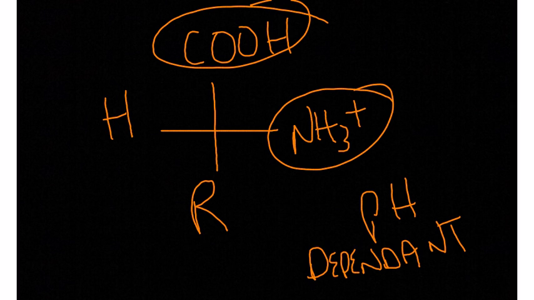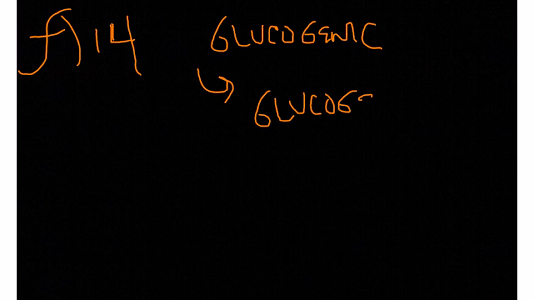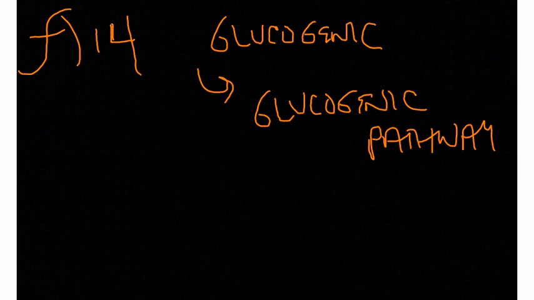Question number 3. The number of purely glucogenic amino acids is, answer is 4, letter F, number 14. There are 14 present. Let me say that again. The number of purely glucogenic amino acids is 14. You need to know that glucogenic means that it is a part of the glucogenic pathway, making glucose.